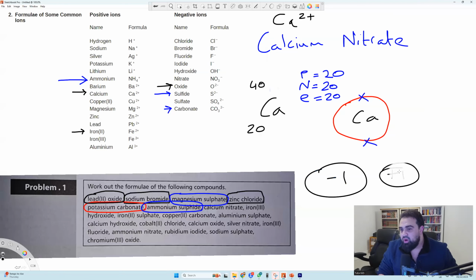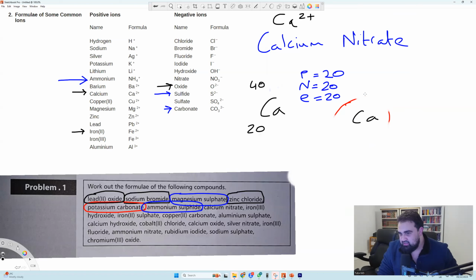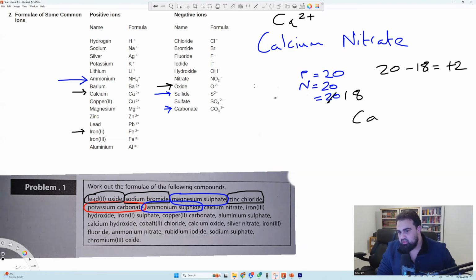But what's happened is that calcium loses those 2 electrons. So now it has 18 electrons. Now it has 20 positives and 18 negatives, which overall leaves it with a 2+ charge. Do you understand that? Yeah, I get that part.